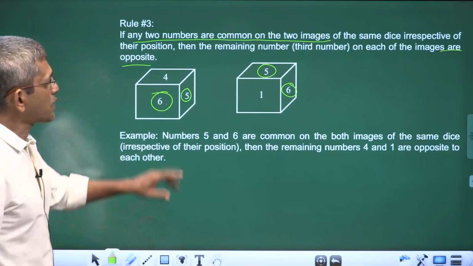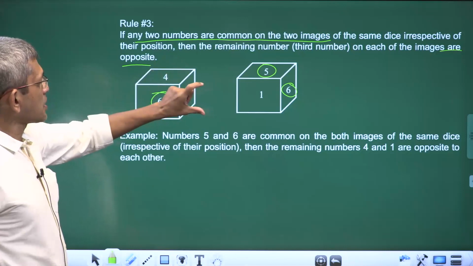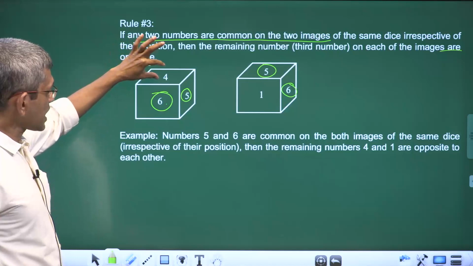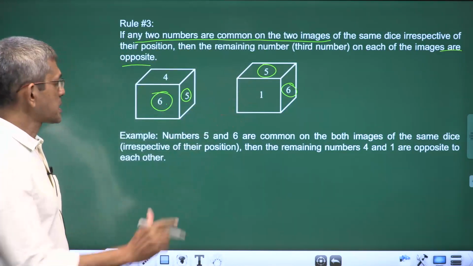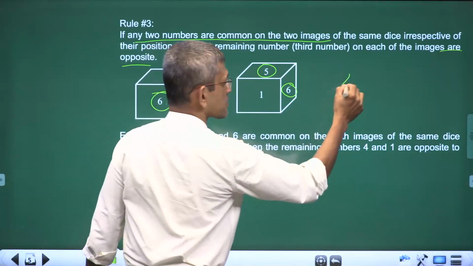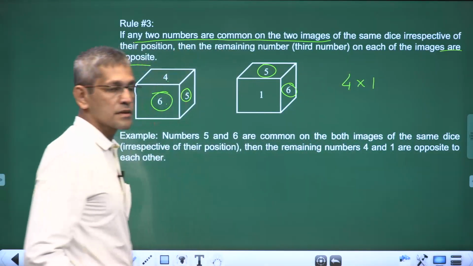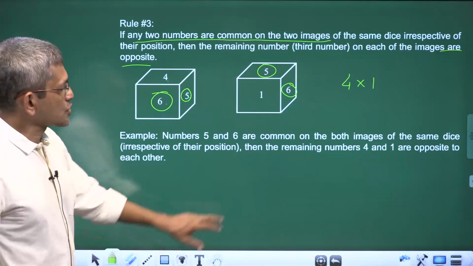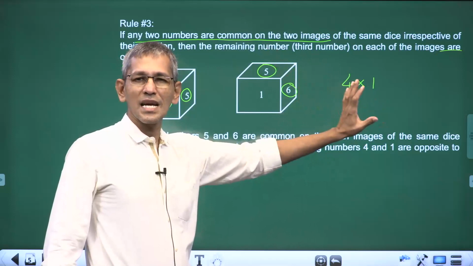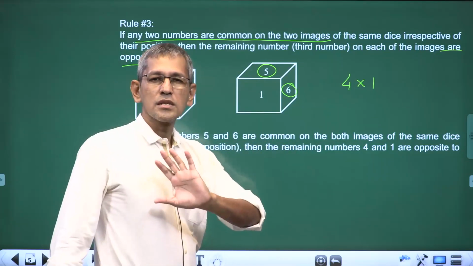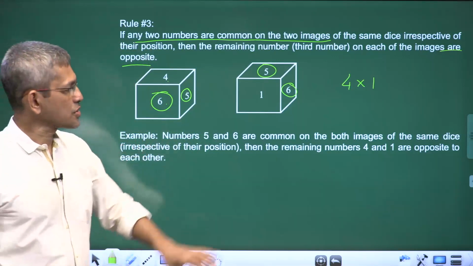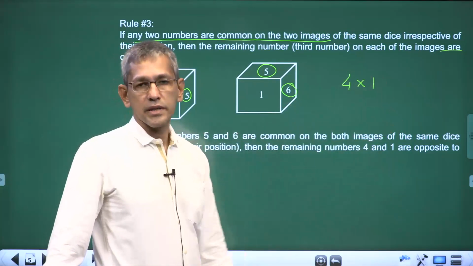In that case, the number which is left out on the first dice is 4, and on the second dice is 1. So 4 must be opposite to 1. That's rule number 3. So 4 is opposite to 1, and 4 plus 1 is 5. So it's clear it's not a standard dice. In a standard dice, the sum of the opposite sides must be 7. So in this case, it's not a standard dice, it's an ordinary dice.